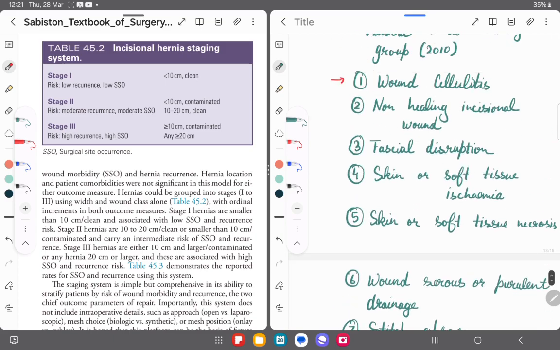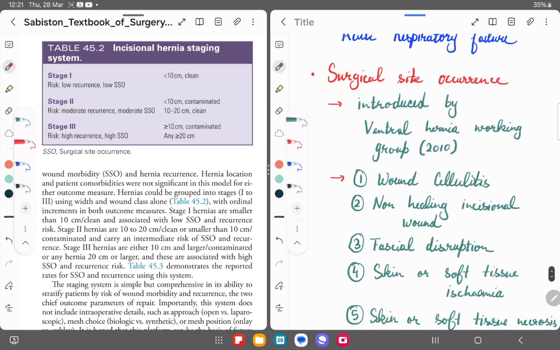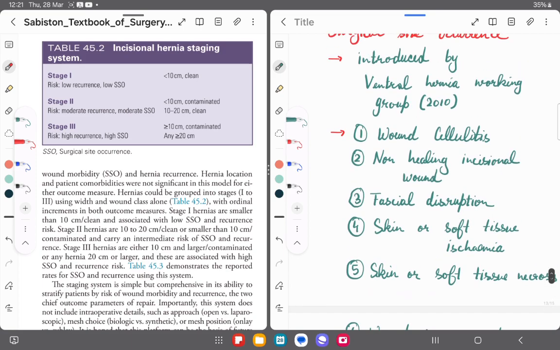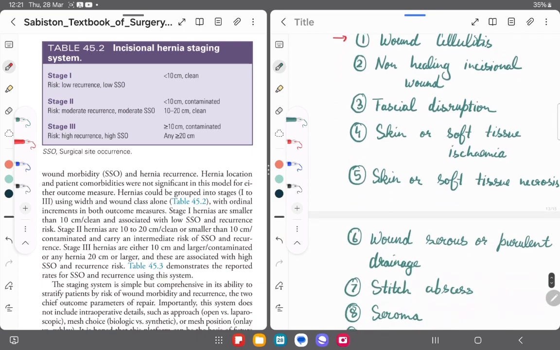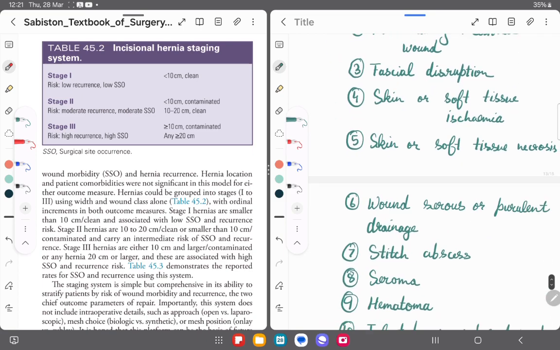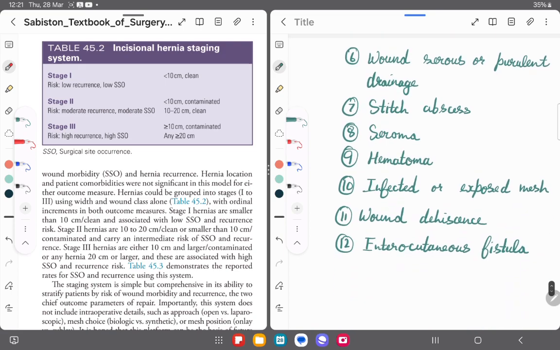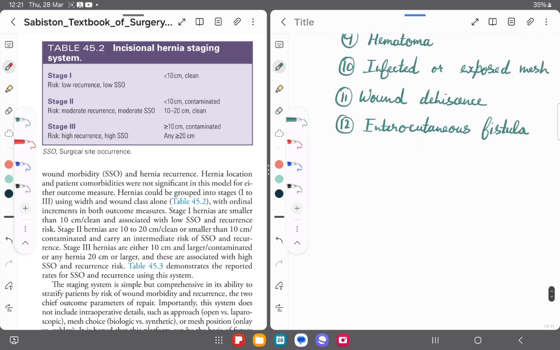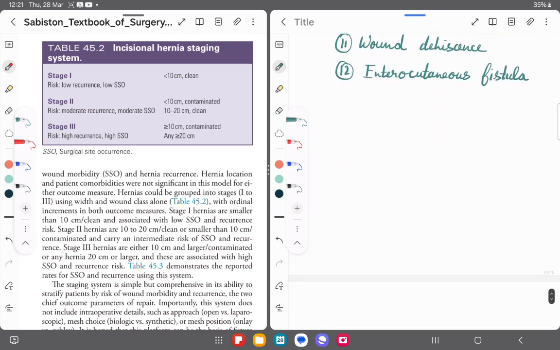So basically anything bad that can happen in a wound is included in surgical site occurrence. So this was introduced by the Ventral Hernia Working Group and includes wound cellulitis, non-healing incisional wound, facial disruption, skin or soft tissue ischemia, skin or soft tissue necrosis, wound serous or purulent drainage, stitch abscess, seroma, hematoma, infected or exposed mesh, wound dehiscence, and intracutaneous fistula. So now we can understand the staging system. So incisional hernia staging system.